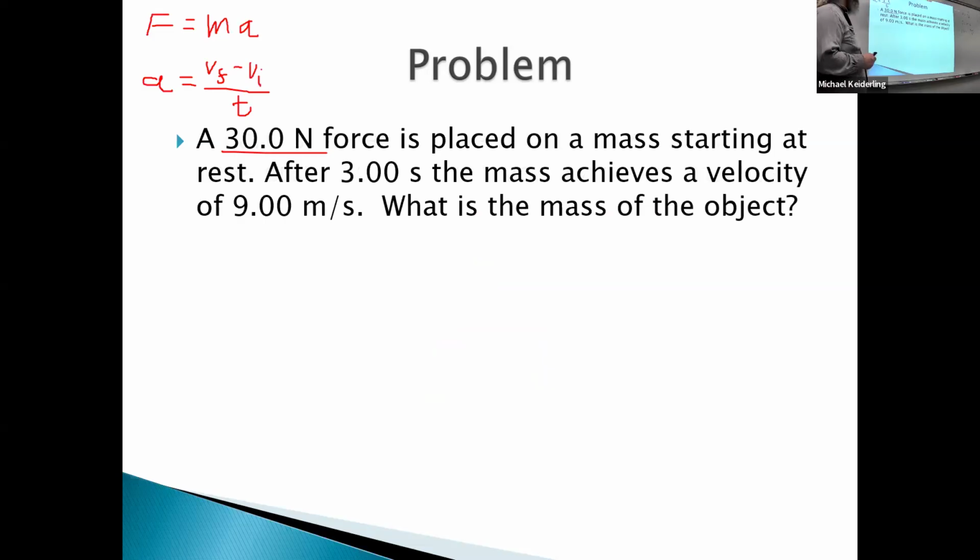So here we have a 30 Newton force placed on a mass that's starting at rest. And after 3 seconds, the mass achieves a velocity of 9 meters per second. So the question is, what is the mass of this object? For this, you're going to need to use the equation for acceleration from last chapter, where acceleration is final velocity minus initial velocity over time. And then you'll also need to use force equals mass times acceleration. So I'll give you a minute or so to work on this.